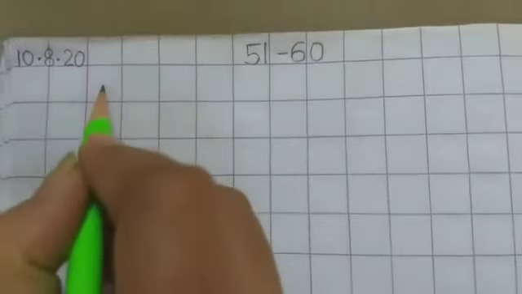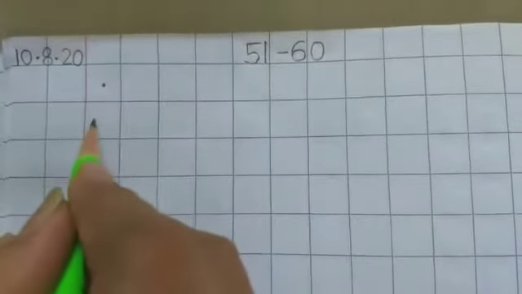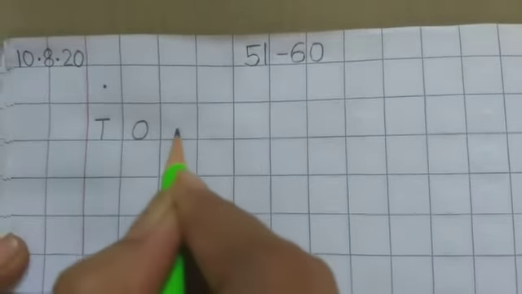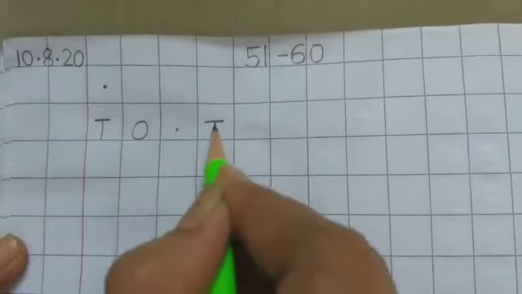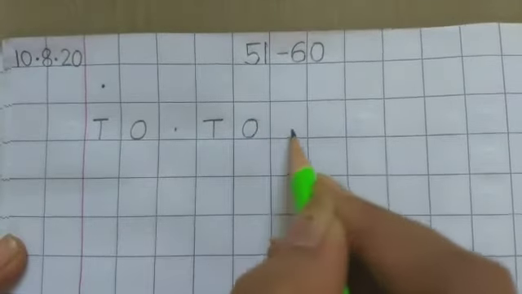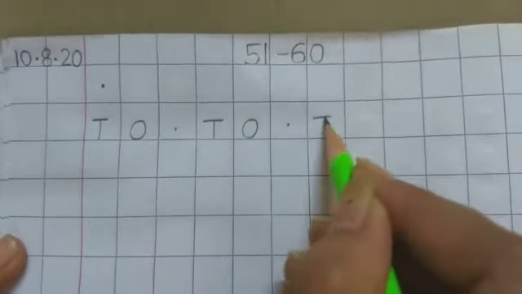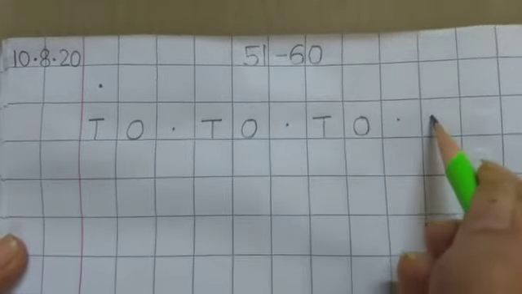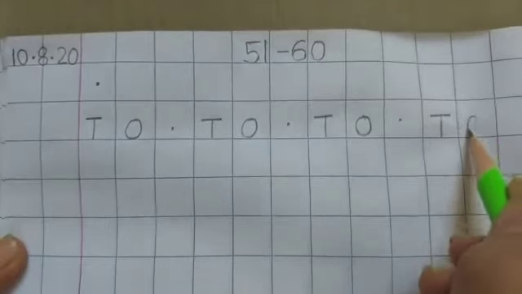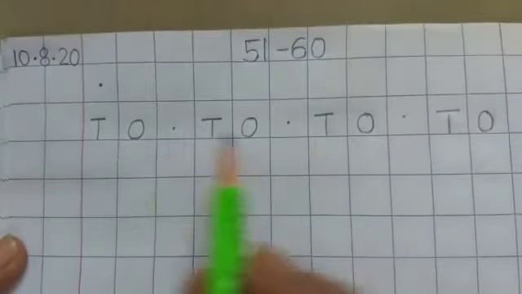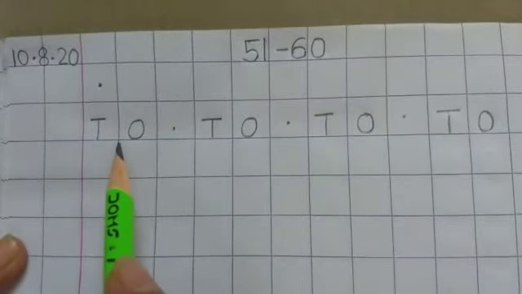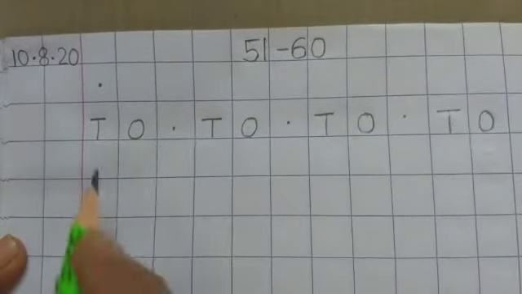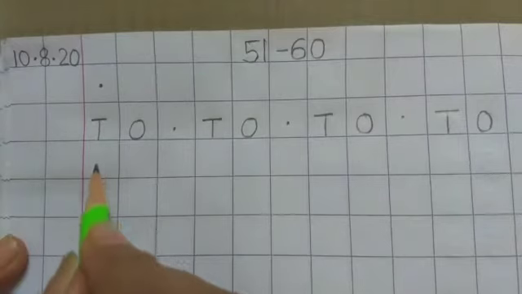Now leave one line and write TO dot, TO dot, TO dot, TO 4 times. कितनी बार लिखना है TO? 4 times. Now we will start with number 51.